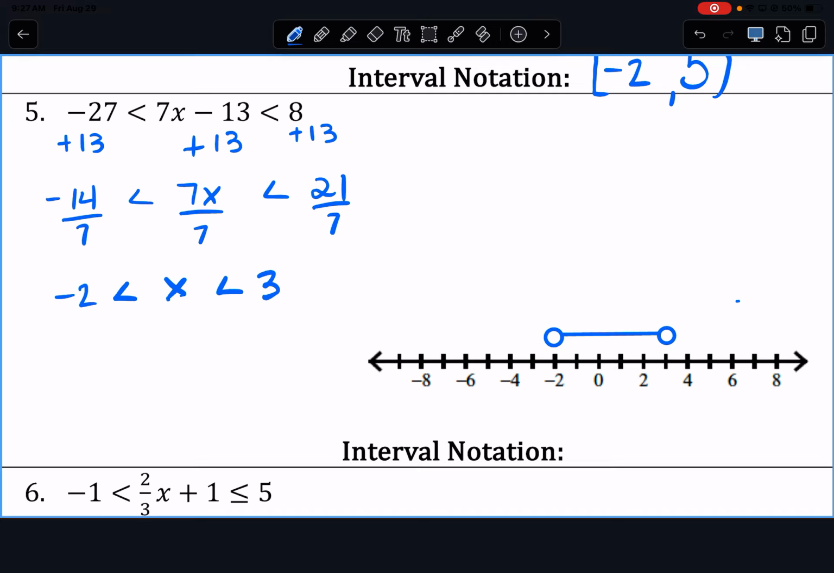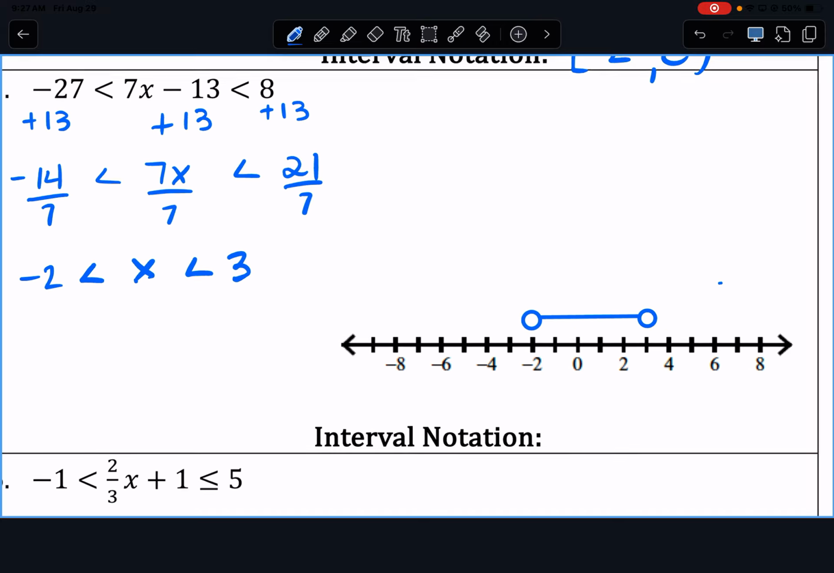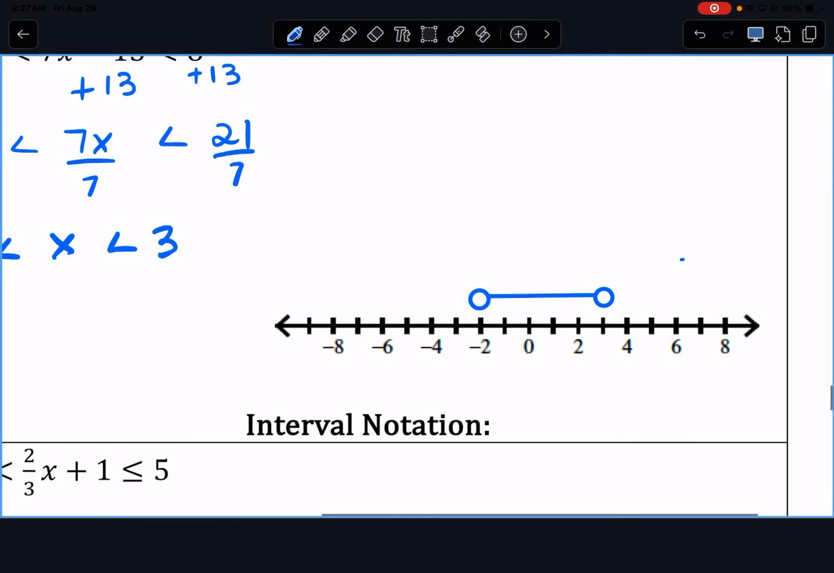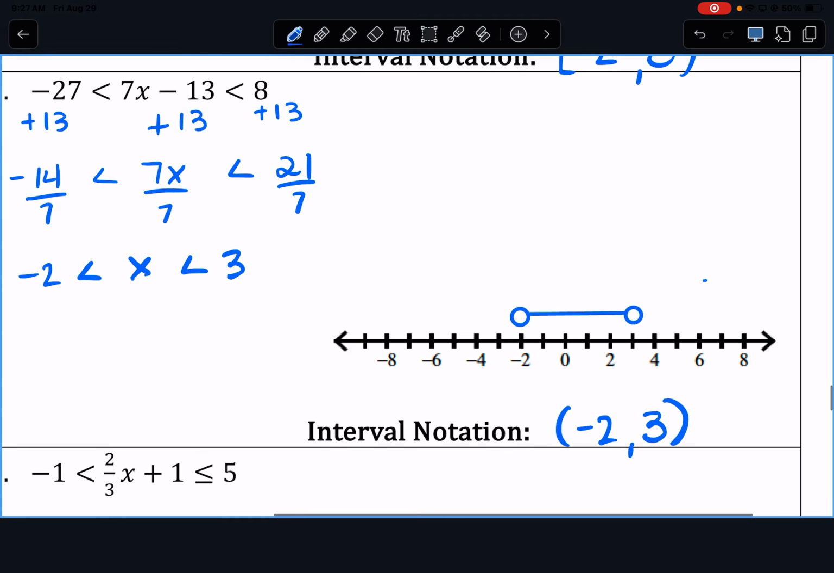And then for interval notation, how would I write that? Parentheses, -2, parentheses. There we go. Just like that. All right. We're also going to do number 6.